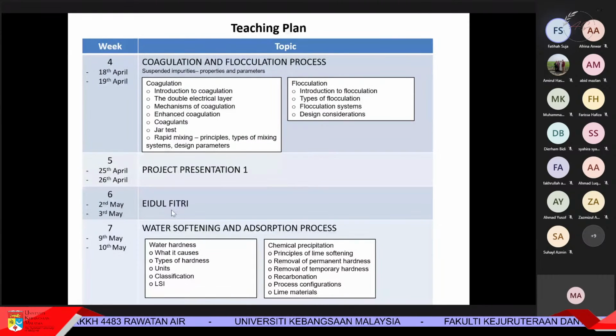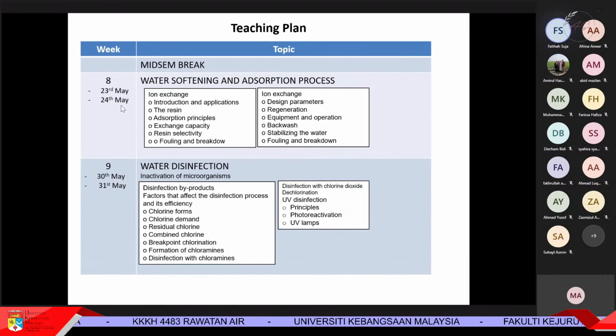And then on the 6th week, we have the Idul Fitri holidays, the 2nd and 3rd May. And then we continue on the 7th week with water softening and adsorption process. So if you see that I make any mistake on the table here, please let me know, especially on the date. And then we have mid-sem break, and then on the 8th week we have water softening and adsorption process.